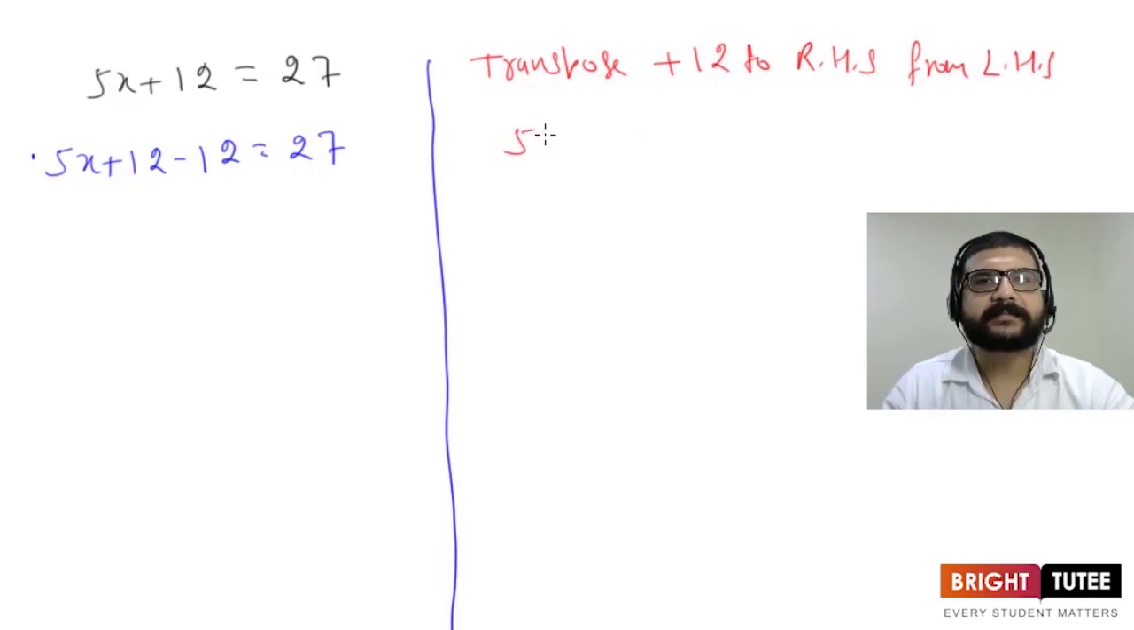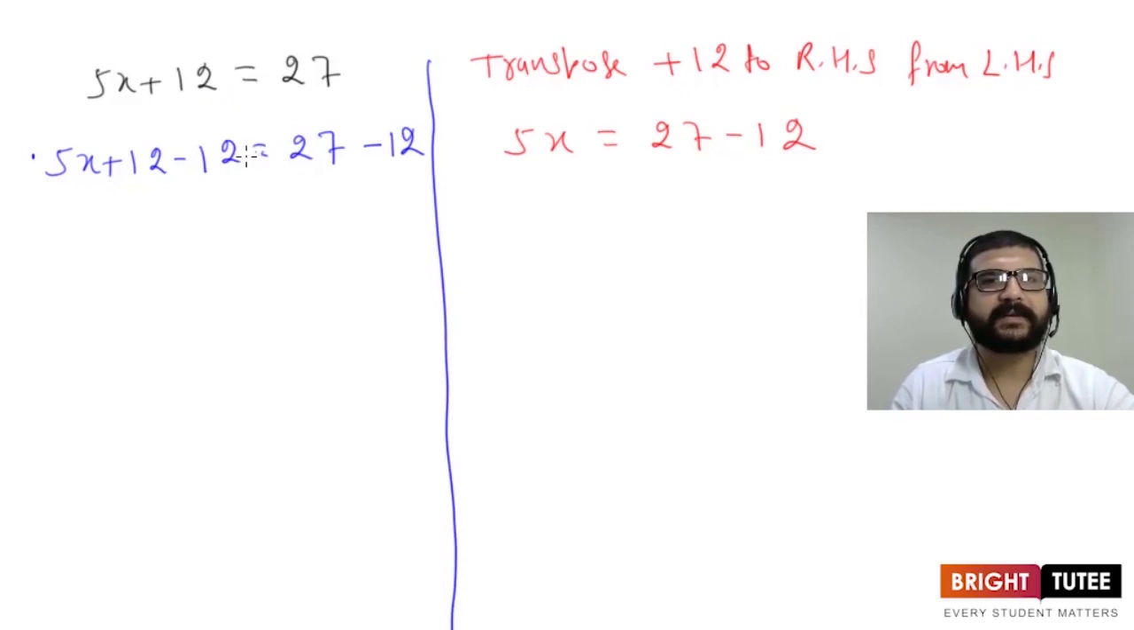So this will give us 5x is equal to 27 minus 12. Now here also we are having 5x plus 12 minus 12 is equal to 27 minus 12, as we have subtracted 12 from both the sides. Now by simplifying this, we will get 5x plus 12 and minus 12 are cancelled out. So we will get 5x is equal to 27 minus 12, which is 15. And while transposing also, we will get the same thing, which is 5x is equal to 15.